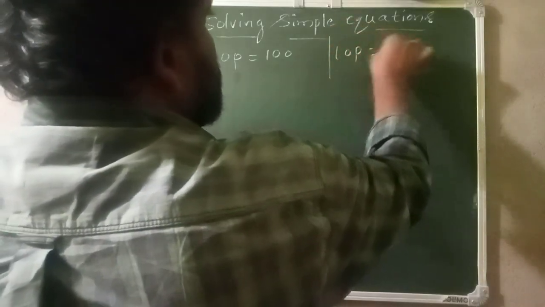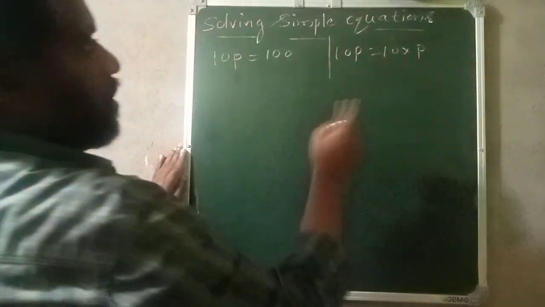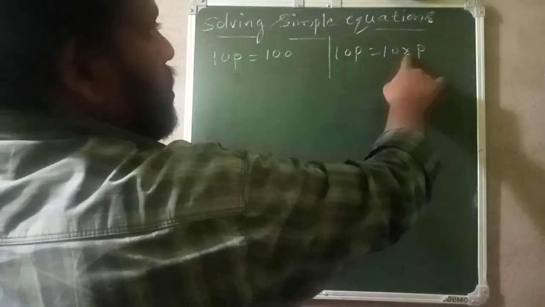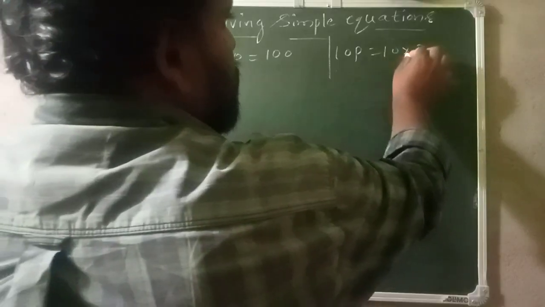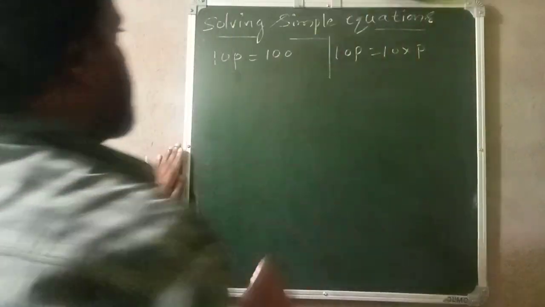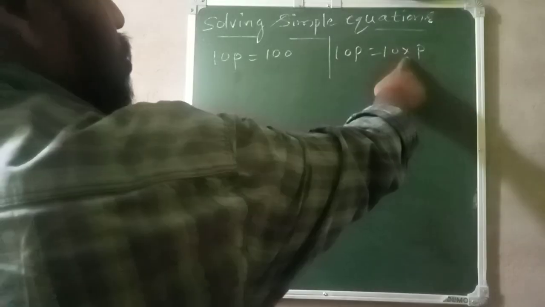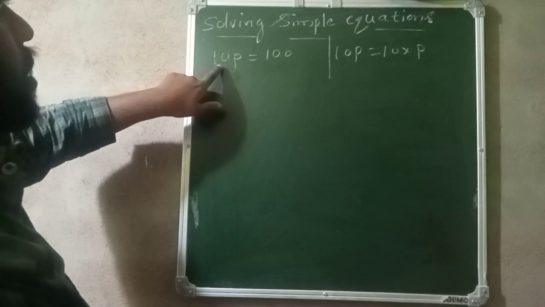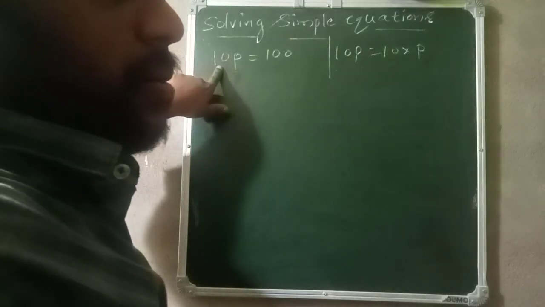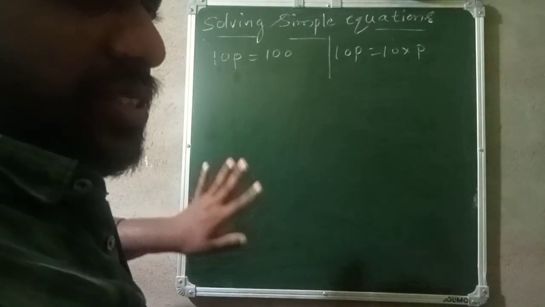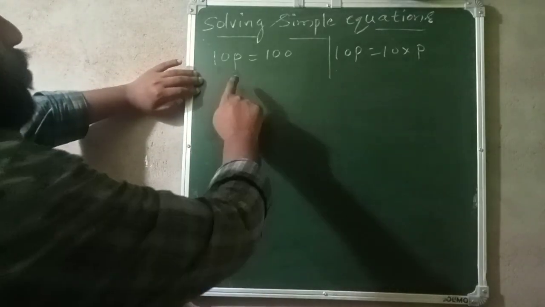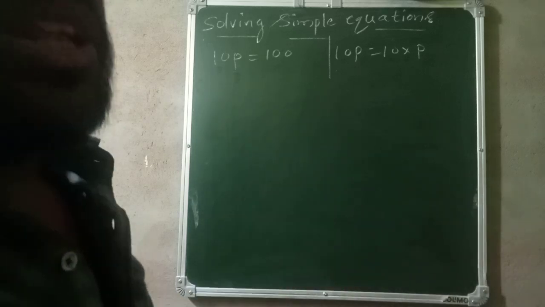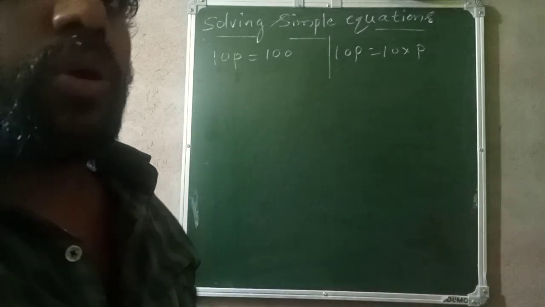See, 10p is equal to 10 into p. So 10p means between 10 and p there is a multiplication. 10p is the same as 10 into p. Now, because of this into, we can remove this 10 by dividing by the same number 10. Because we want p, we don't want 10. When we don't want 10, we cannot simply remove it. If you simply remove it, that will become wrong.